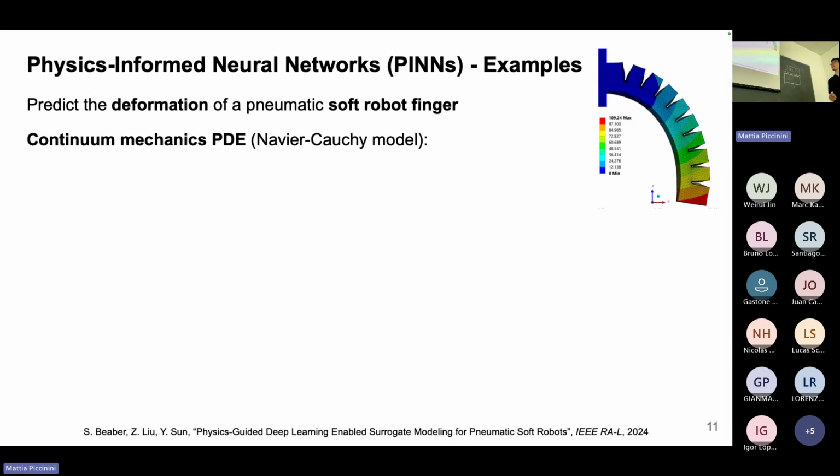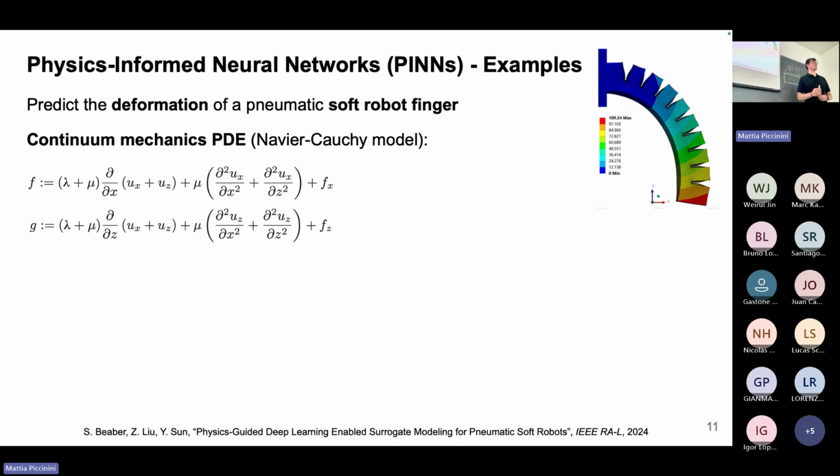And the thing is, this is a soft robot, if you want. So it's a robot that can deform itself. So it's not a rigid body. And here, to solve this type of problem, to compute the deformation of the finger as a function of its internal pressure, in principle, you need to solve continuum mechanics partial differential equations, the Navier-Cauchy model. Again, partial differential equations, no analytical solution probably exists, unless in some very specific cases.